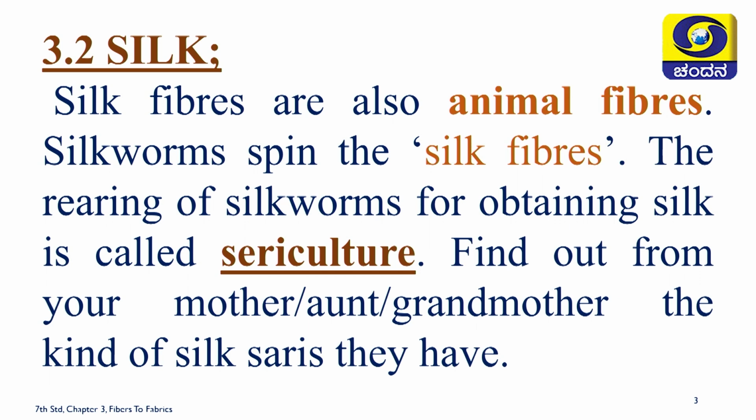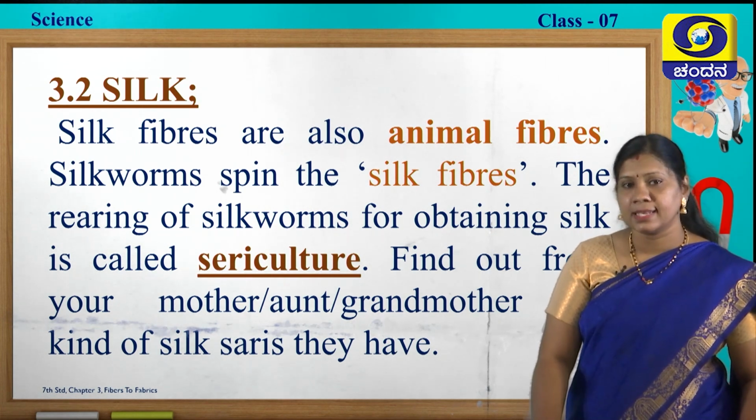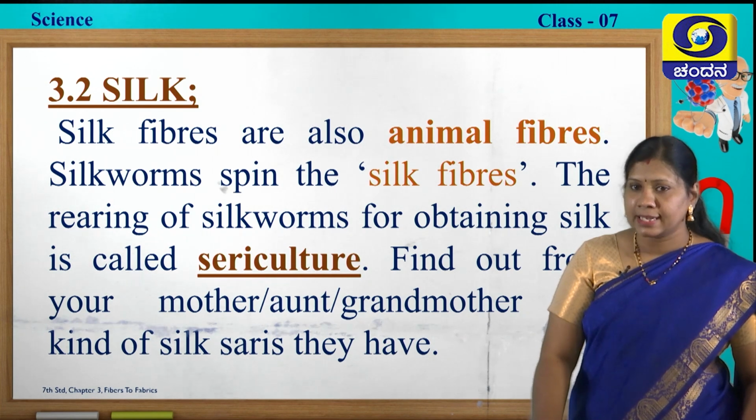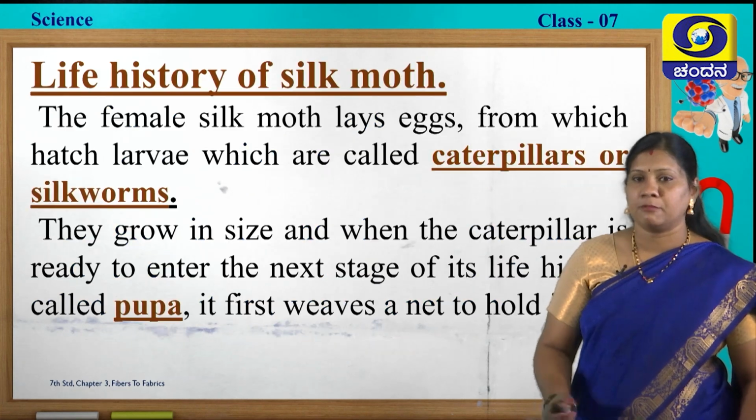Find out from your mother, aunt or grandmother the kind of silk sarees they have. I think you are very familiar with silk sarees that your mother wears, or dhotis that your appa wears. Those silk materials are made from silk fibers. These silk fibers are obtained from animal fibers. What are these animal fibers? Silkworms. Silkworms spin these silk fibers. The rearing of silkworms for obtaining silk is called sericulture. Sericulture is a branch of science where silk is obtained from silkworms.